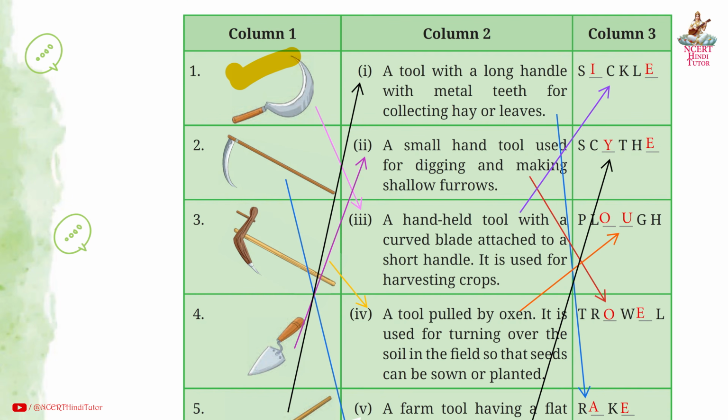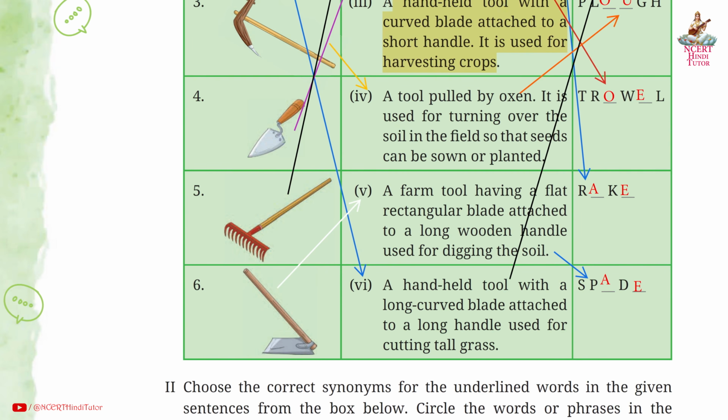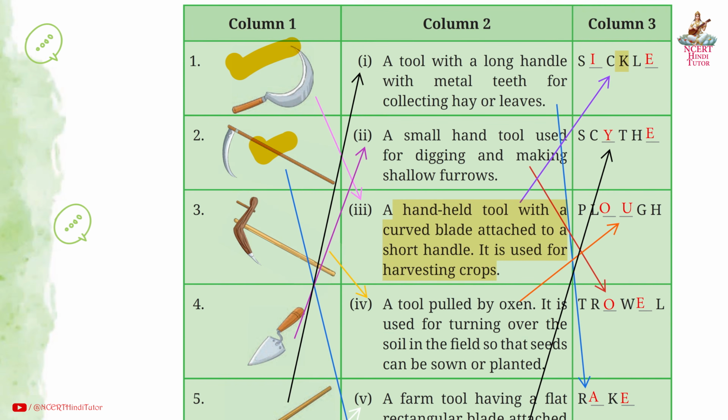So first, this one. Third, a hand-held tool with a curved blade attached to a short handle. It is used for harvesting crops. So its name is sickle. Second, sixth, a hand-held tool with a long curved blade attached to a long handle used for cutting tall grass. So friends, its name is scythe.